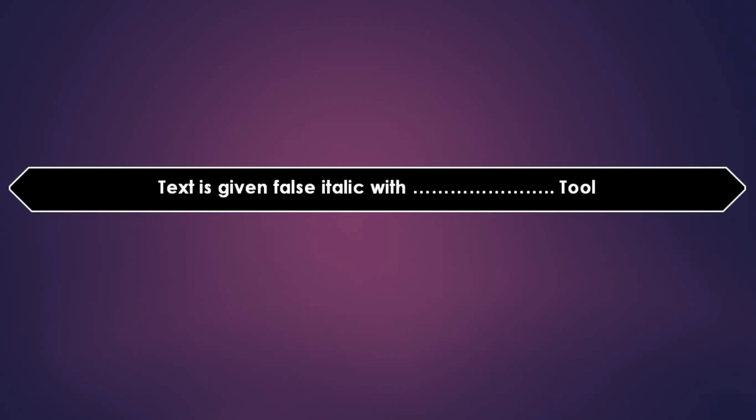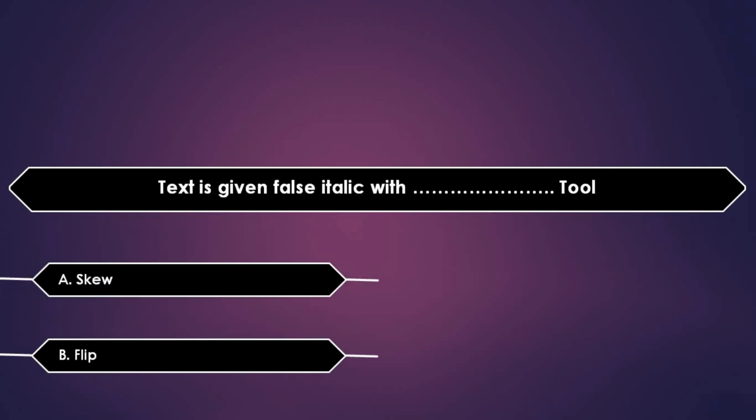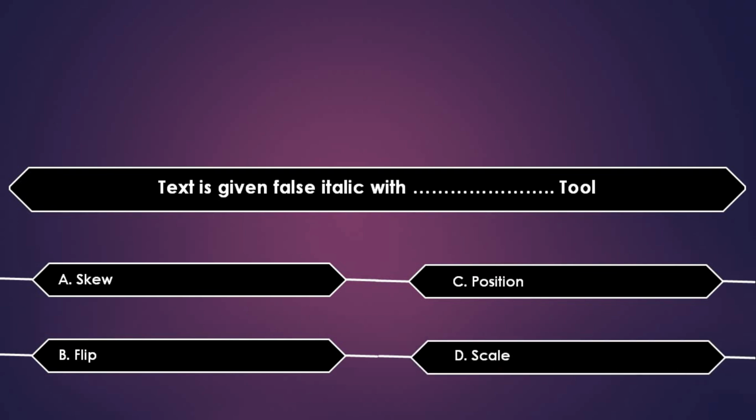Next question. Text is given false italic with dash tool. A. Skew. B. Flip. C. Position. And D. Scale. The right answer is skew. Text is given false italic with skew tool.